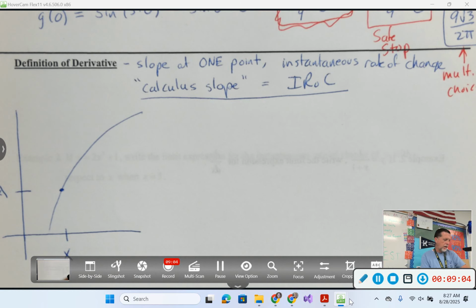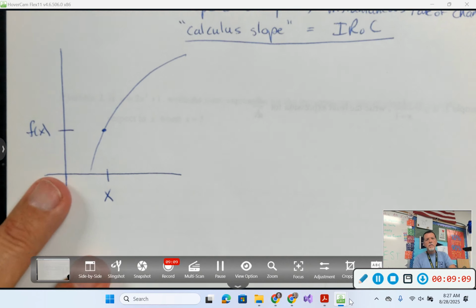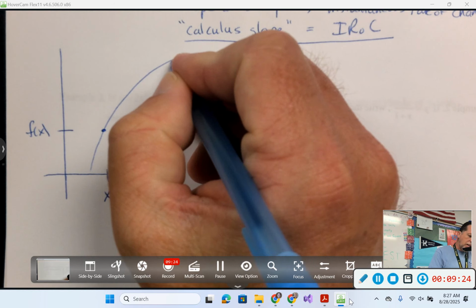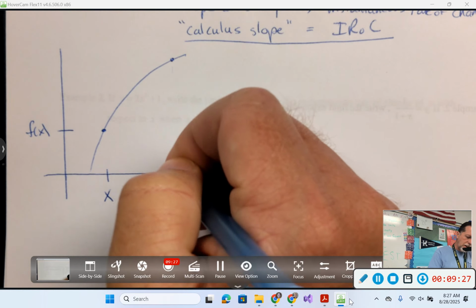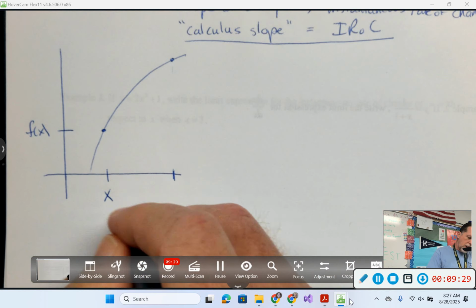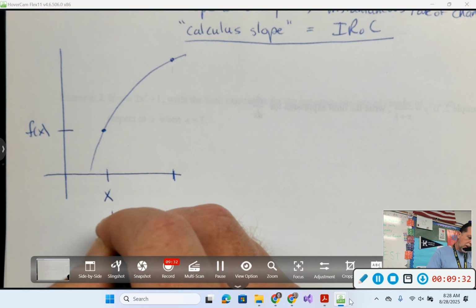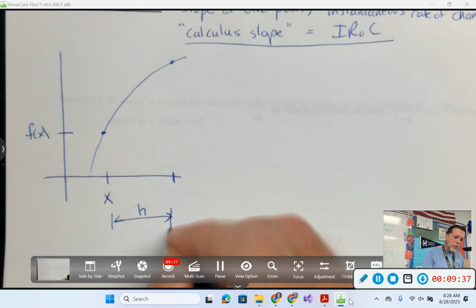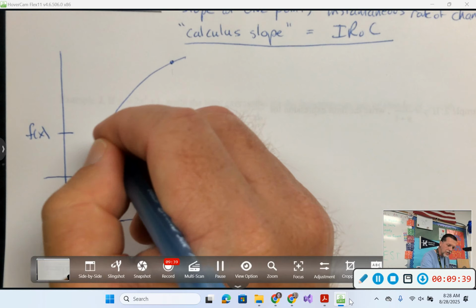That's x and f of x. And we want to find the slope right here. Which we don't know how to do, because you can't find the slope at one point yet. That's the point of calculus. But we could find the slope at some point over here. So let's come over here. Let's say that point is h away. So we're going to go h away from the point that we're really concerned about.